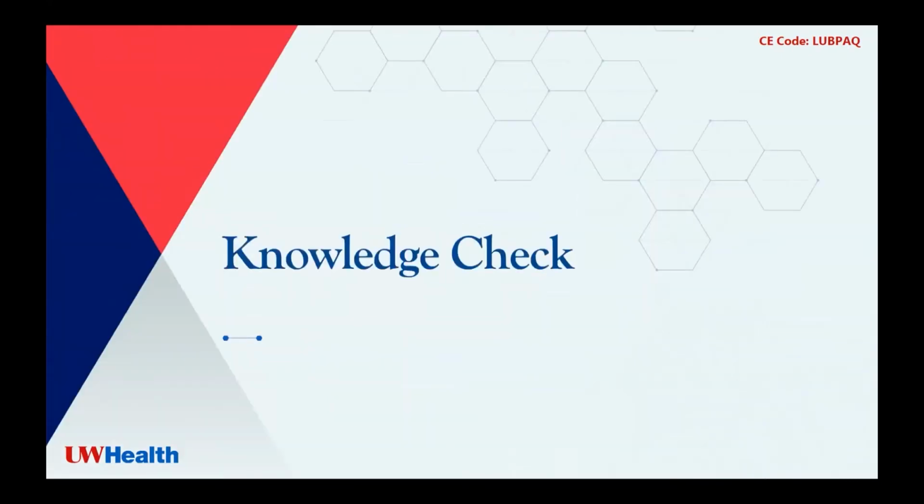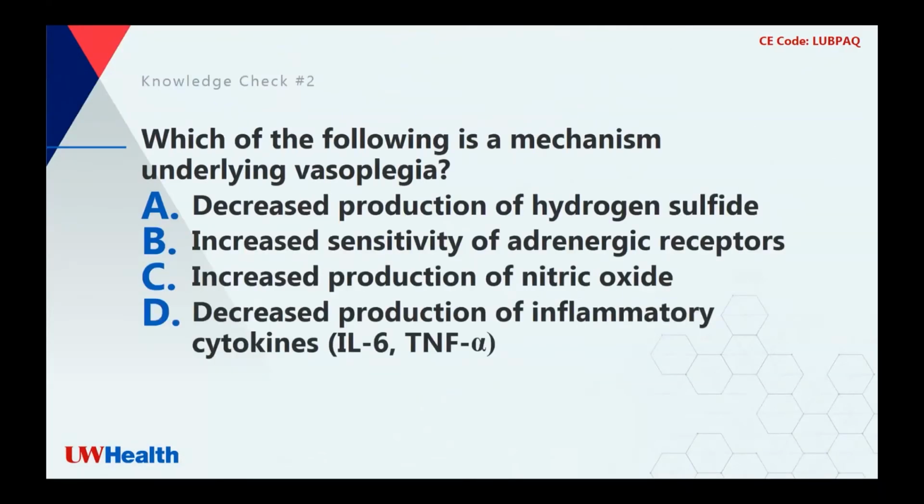But before we discuss the agents, let's do another knowledge check since we've learned more about the pathophysiology. This one is a multiple choice. Which of the following is a mechanism underlying vasoplegia? A, decreased production of hydrogen sulfide. B, increased sensitivity of adrenergic receptors. C, increased production of nitric oxide. Or D, decreased production of inflammatory cytokines. Feel free to throw your answer in the chat.